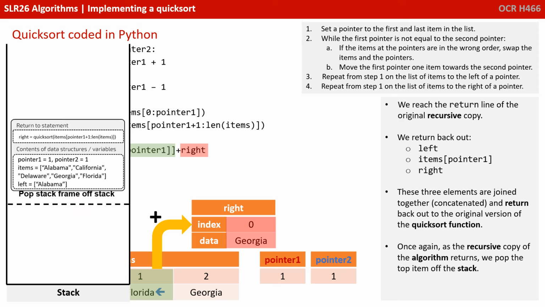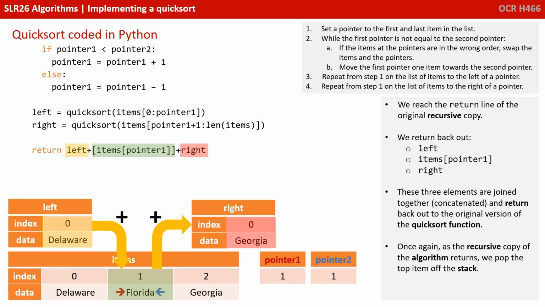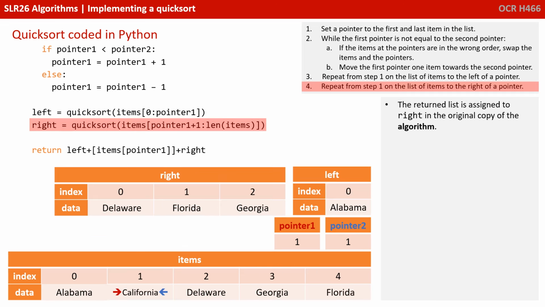So we've reached the return line of the original recursive copy. We return back out left, items pointer 1 and right, and these three elements are joined together or concatenated and returned back out to the original version of the quicksort function. Once again, as the recursive copy of the algorithm returns, we pop the top item off the stack. The returned list is assigned to right in the original copy of the algorithm.